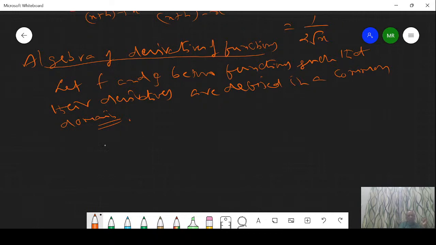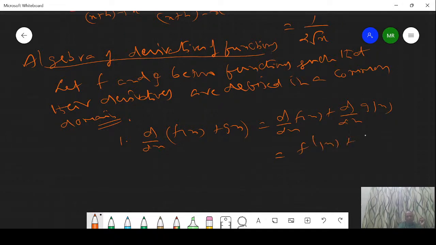So what does that mean? First one, I will write the first one. d by dx of f of x plus g of x. If they are given the sum of two functions, I can express it as d by dx of f of x plus d by dx of g of x. This will become f dash of x plus g dash of x. I can add like this.